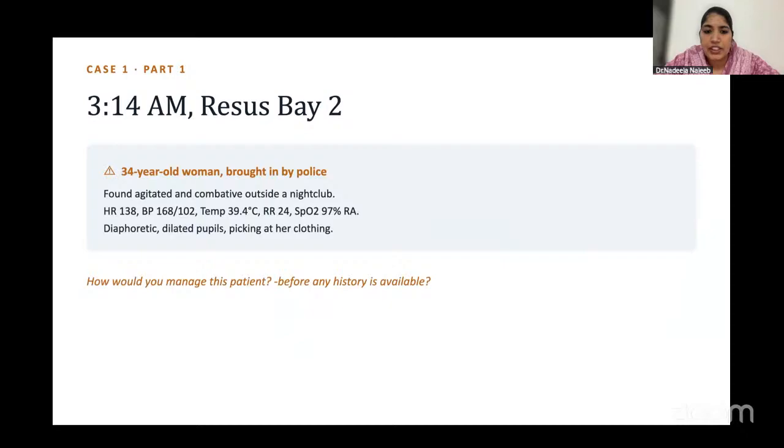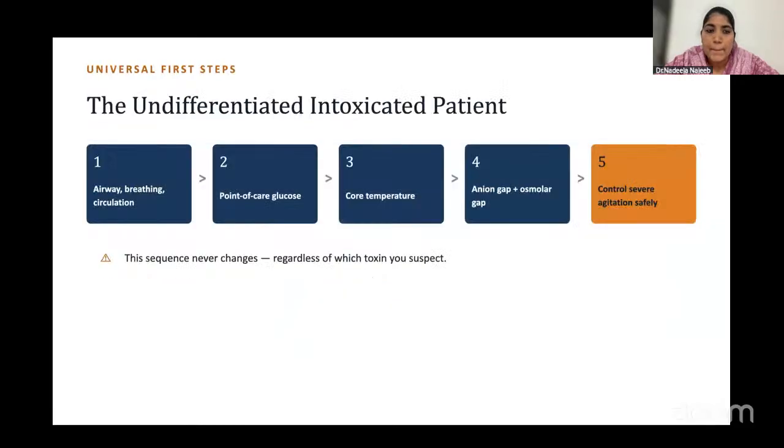How would you manage this patient before any history is available? If you have been following this lecture series, I'm sure you know how to approach an intoxicated patient. An undifferentiated intoxicated patient is like any other patient. The primary management goal is to secure the patient's airway, breathing, and circulation. Make sure to assess the point of care glucose, check the core temperature, assess the blood gas analysis, and control any severe agitation. This sequence never changes, regardless of which toxin you suspect.